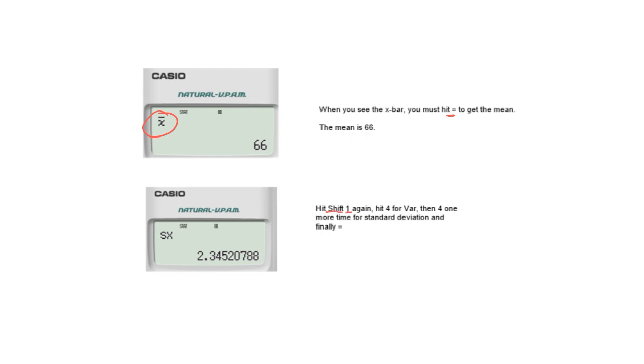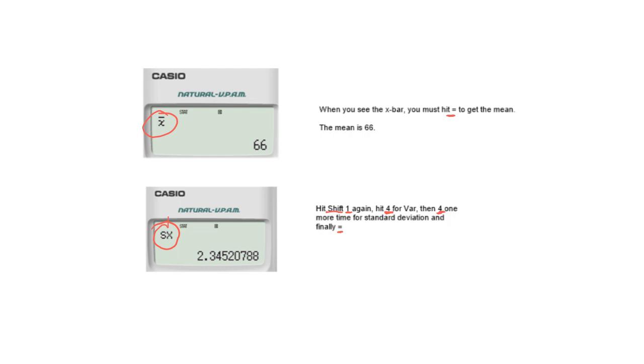The next thing we can do, when we want to recalculate, is once again press Shift 1, press 4, then we'll press 4 one more time for the standard deviation. Again, you press equal, because once you press the last 4, it'll default you to the home screen with this SX value listed. Press equal to get the value to appear. And that is how you find your mean and your standard deviation using your calculator.